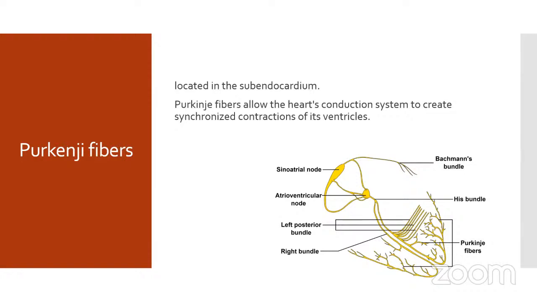The Purkinje fibers are specialized conduction fibers with a large number of mitochondria that are able to conduct cardiac action potentials more quickly and efficiently than any other cell in the heart. They are located in the inner ventricular wall of the heart in the subendocardium. Purkinje fibers allow the conduction system to create a synchronized contraction of the ventricles, and are therefore essential for maintaining a consistent heart rhythm.